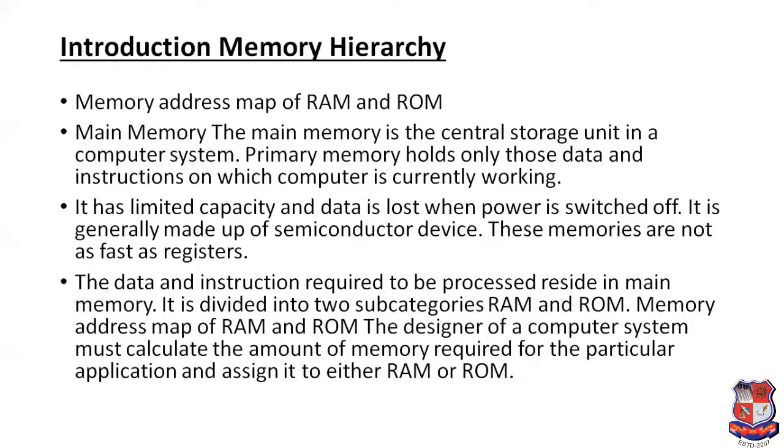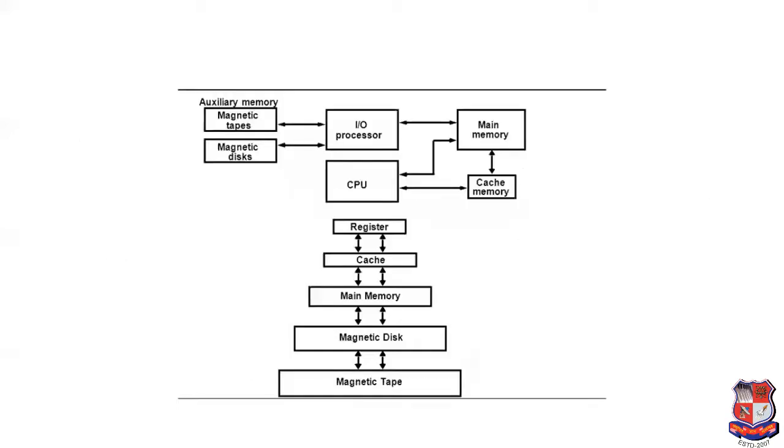These memories are not as fast as simple basic registers. The data and instructions required to be processed reside in main memory. It is divided into two subcategories, that is RAM and ROM. Memory address map of RAM and ROM. The designer of a computer system must calculate the amount of memory required for the particular application, and assign the amount of memory required by an application to either RAM or ROM.